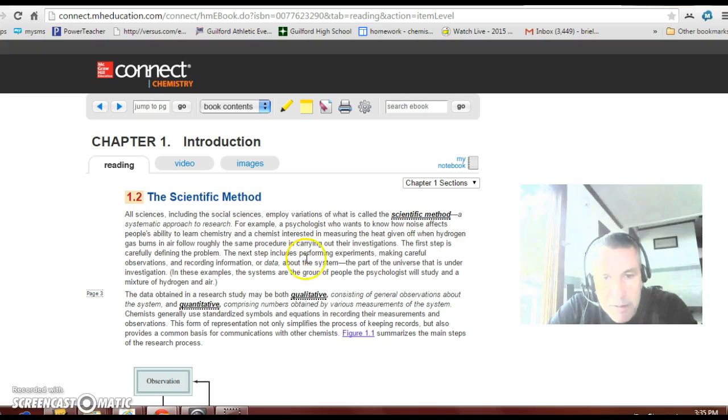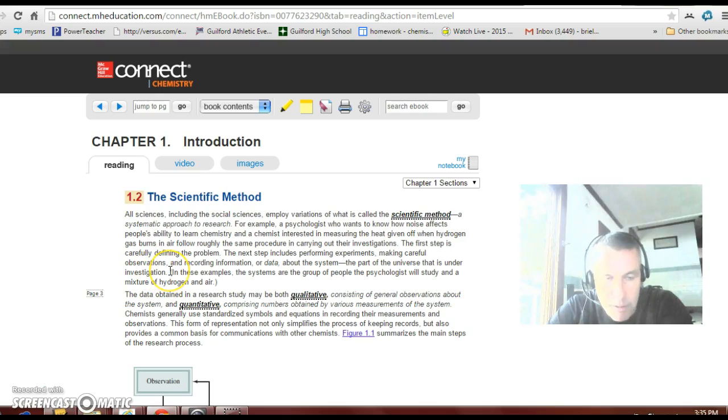The next step includes performing experiments. Well, you need a hypothesis first. You need to have some kind of idea of what's going on. Then you're ready to perform experiments to validate it, or not. You make careful observations during this process, and you record the information or the data about the system, the part of the universe that is under investigation.